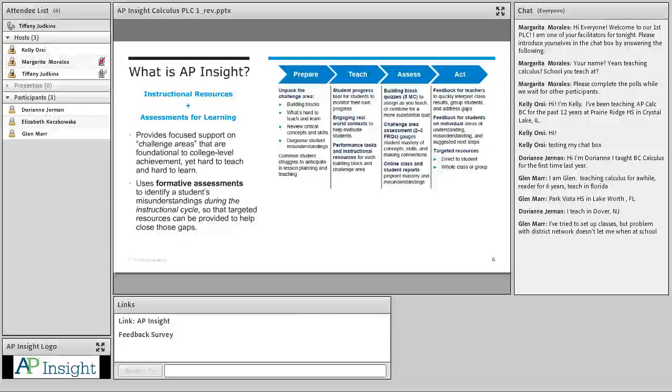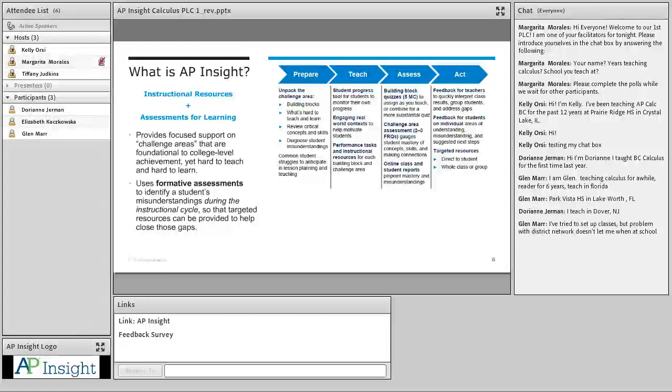Then it's followed by an assessment category where you have quizzes and other types of open-ended free response items. And finally, there are also resources to help you act on those areas where students are still demonstrating gaps and misunderstandings, and those help you bring everything full circle for students who still aren't quite getting it. And so there are a lot of very comprehensive and robust resources on the platform.